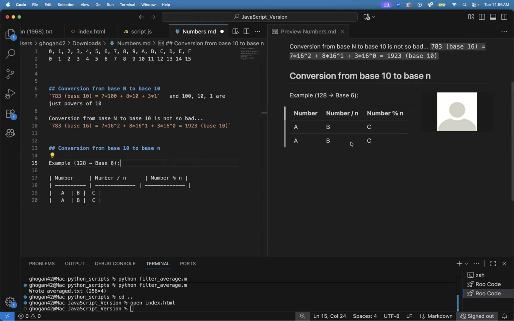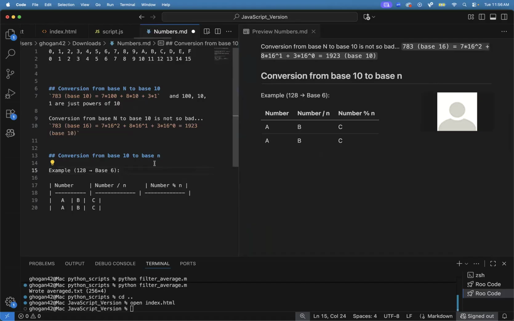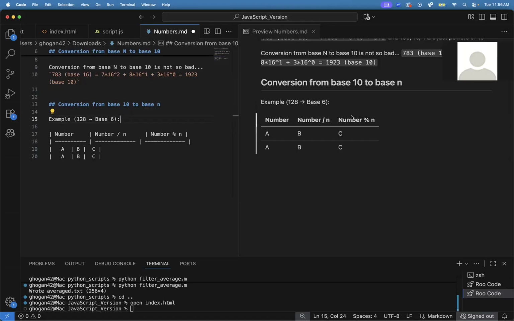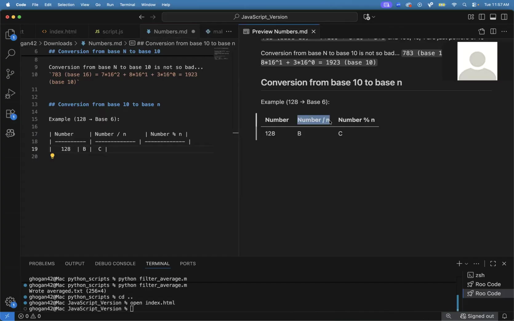And so what you do is you can make a little table that looks like this one, where we have number divided by n, and number mod n. So that's going to be the remainder right there. And into this table, we put the number that we are starting with, so 128 goes in this first column. And then what we have to do is repeatedly divide it by the n here.